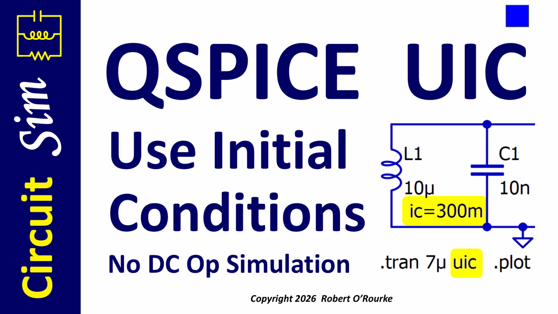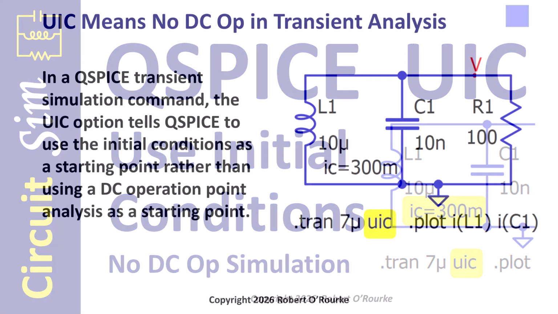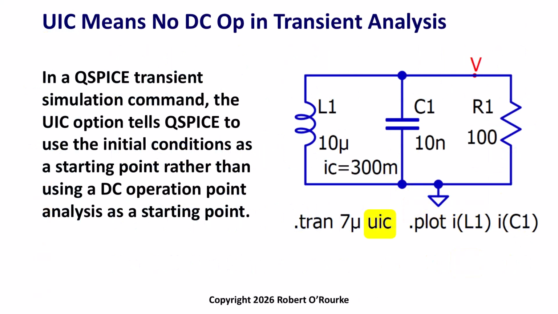Welcome. This video introduces the UIC statement in QSPICE and shows UIC in an RLC natural response simulation with initial condition inductor current. When a UIC statement is present in a QSPICE nonlinear transient simulation command, QSPICE does not perform a DC operating point analysis before simulating the transient time domain behavior.